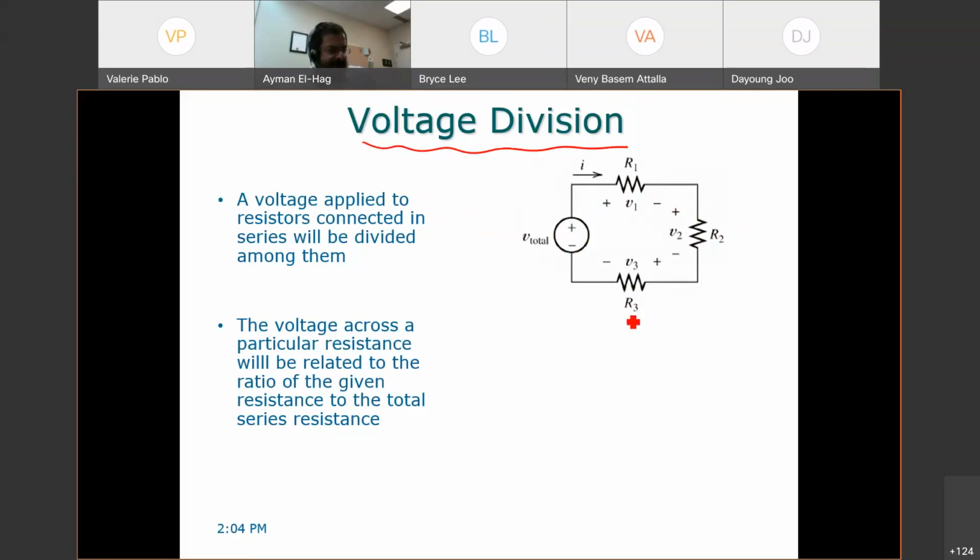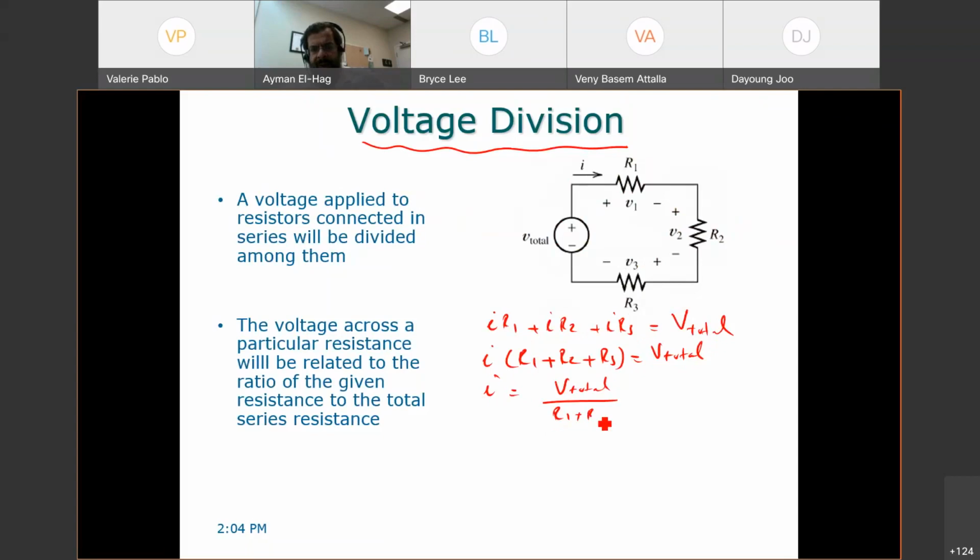So here if we apply KVL, we did that before today. We said I R1 plus I R2 plus I R3 is equal to V total. We did the same KVL before. This is your V1, V2, and V3. So your I, taking the common factor, I times (R1 plus R2 plus R3) is equal to V total. So your I will equal V total over R1 plus R2 plus R3. This is your I.